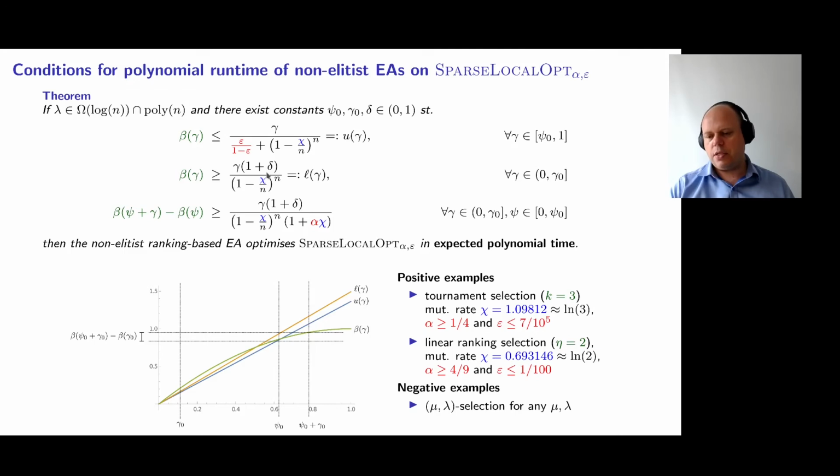Another selection mechanism: if you use linear ranking selection with parameter eta equals 2, and you choose the mutation rate a little bit below the error threshold, which in this case is log of 2, and alpha is at least 4/9 and epsilon is 1/100, then linear ranking selection will also satisfy this. But as I said, if you try to satisfy these conditions using mu comma lambda selection, which has a linear beta function, you will not be able to succeed.